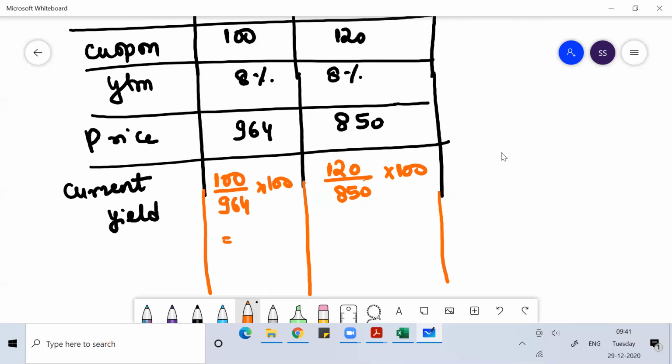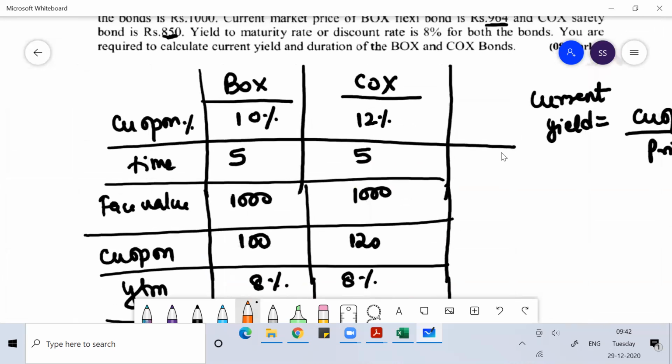So just a little bit of calculation is required. If I divide this by 964, I'll get 10.37. And this, 12,000 divided by 850, you'll get as 14.117. So you understand the current yield of both the bonds.